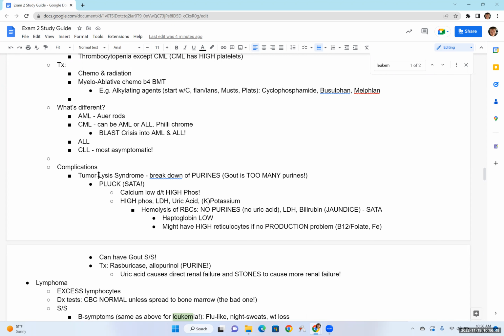But yes, your spleen's going to eat them. It's going to eat a lot of them. It's a crazy amount of white blood cells that are being made, right? So you're going to have signs of hemolysis or signs of tumor lysis syndrome. You have tumor lysis syndrome, right? And what's the difference between hemolysis and tumor lysis?